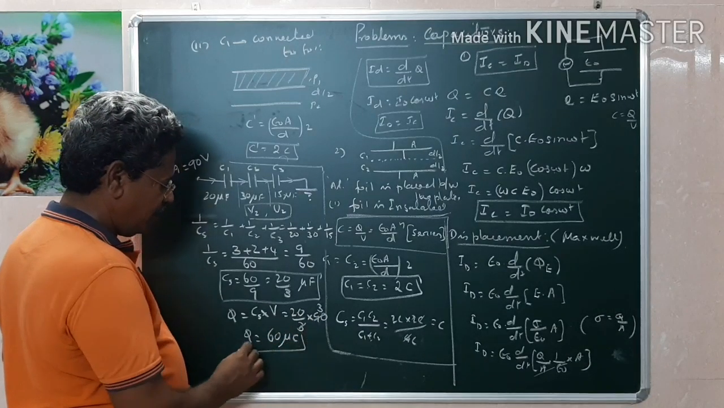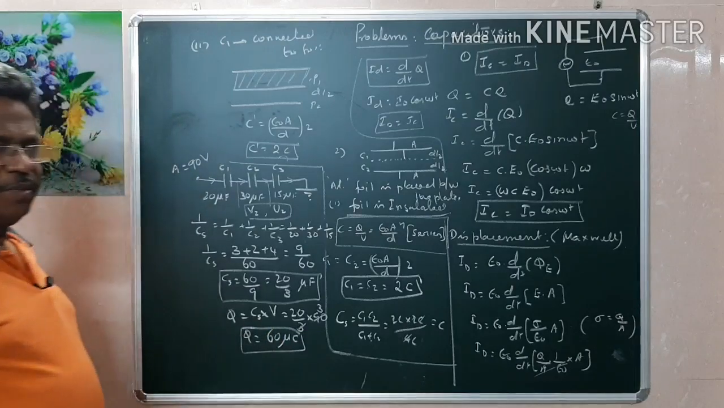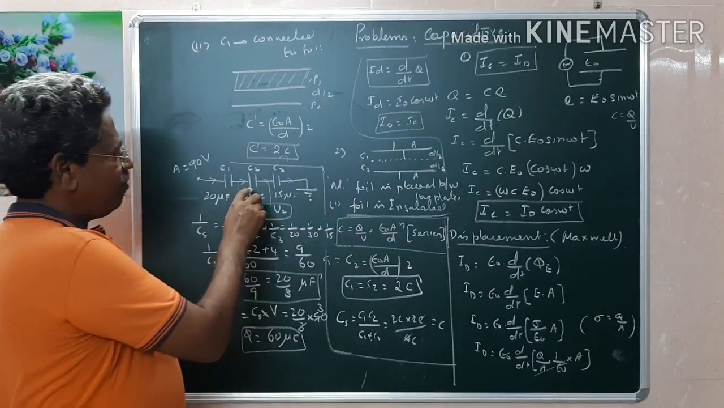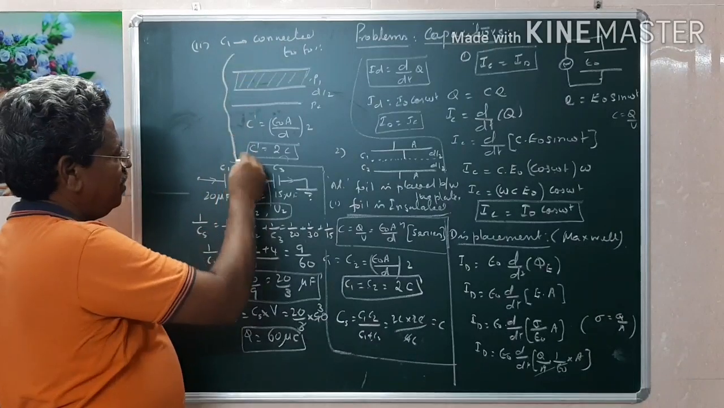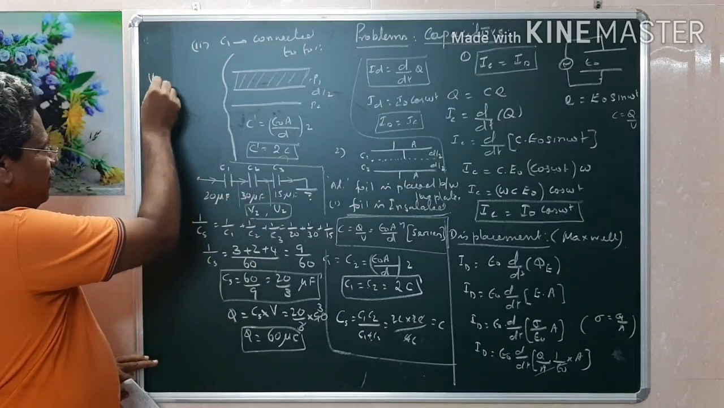The unit is microcoulomb. This is Q. Once you know the Q, now you can find out V2 and U2. Suppose I want to find out U2, V2 and U2. What is the formula for V2?